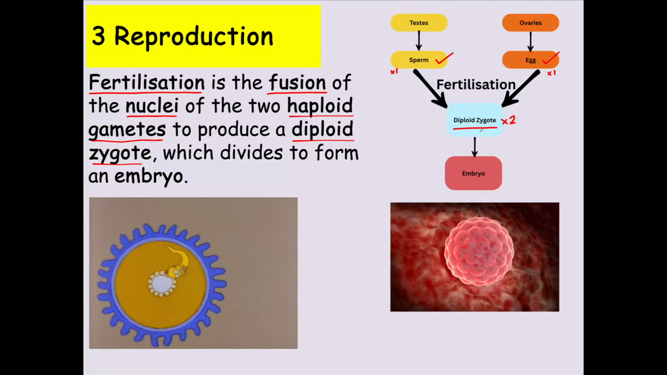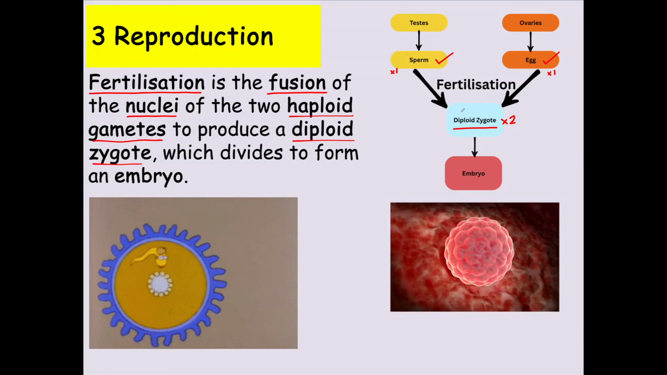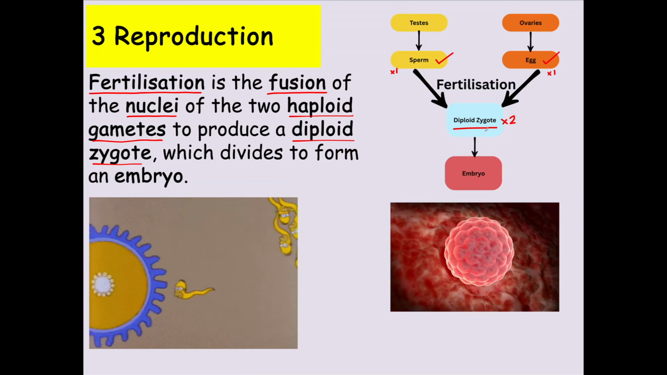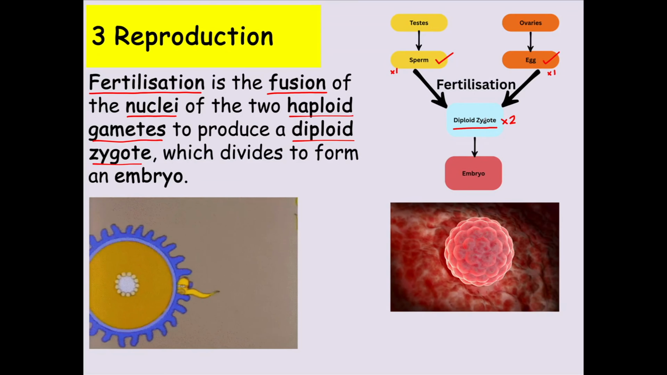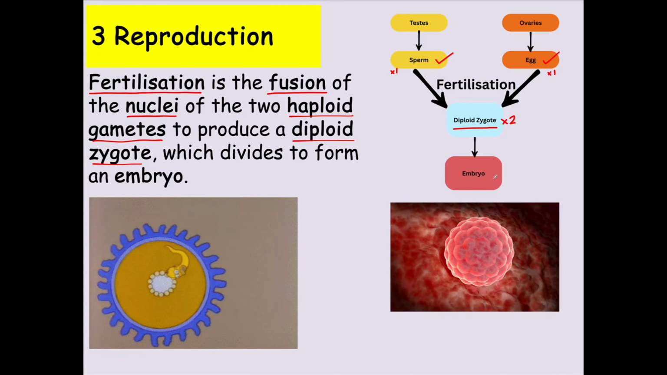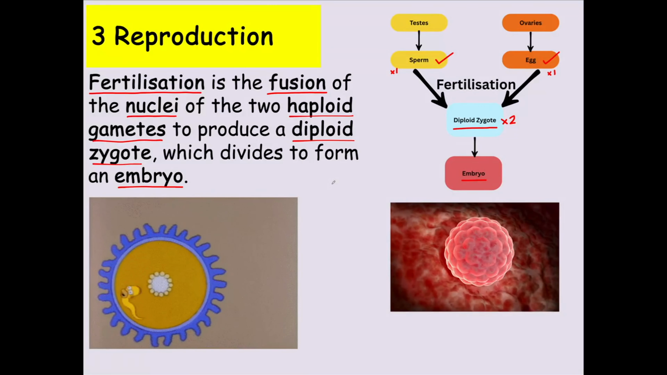And then finally, that diploid zygote, that's the initial cell that is born from the fusion of the nucleus of the egg and the sperm. That diploid zygote then goes on to divide. And we can see this little ball of cells here. That little ball of cells has come from the division of one original diploid zygote, and it keeps dividing until we get this little ball of cells, and we call that an embryo. It continues to divide to form an embryo.